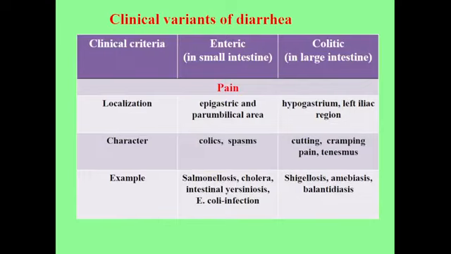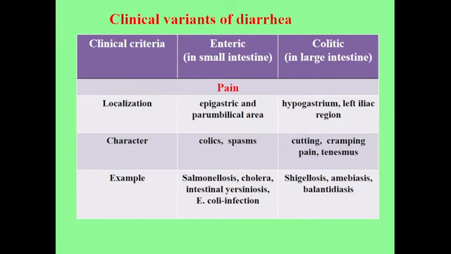Localization of pain. In enteritic form, it's epigastric and paraumbilical area. In colitic form, it's in hypogastrium and left iliac region. Character of the pain. It's colics and spasms in enteritic form, and cutting, cramping pain, tenesmus in colitic form. For example, salmonellosis, cholera, intestinal yersiniosis, and Escherichia coli infection, which are typical enteritic, and shigellosis, amebiasis, balantidiasis, typical colitic.